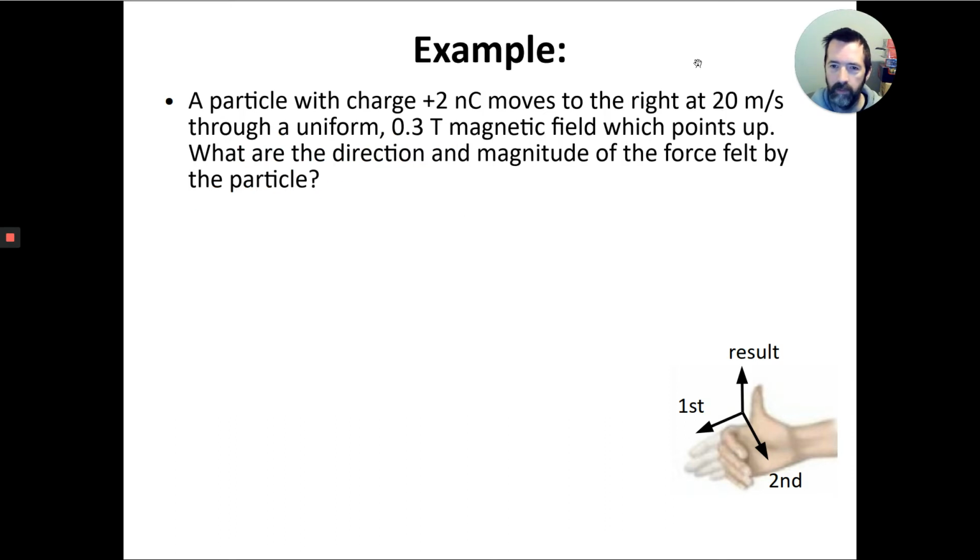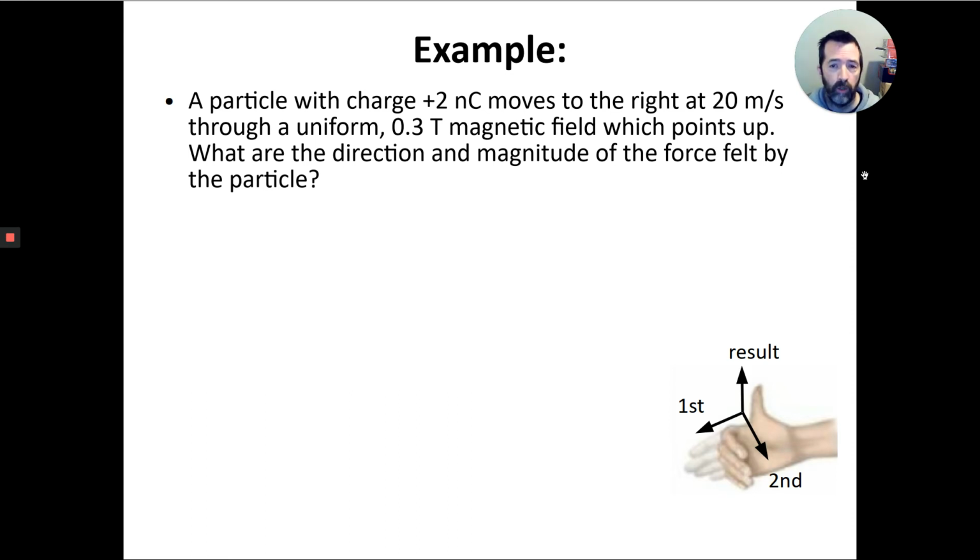Okay, let's look at a couple examples. A particle with a charge of 2 nanocoulombs, little n is nano, means 10 to the negative 9th, moves to the right at 20 meters per second through a uniform 0.3 Tesla magnetic field, which points up. What are the direction and magnitude of the force felt by the particle? All right, let's think about the direction first. I don't have to do any math for that.